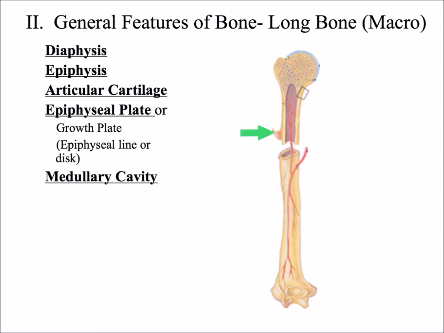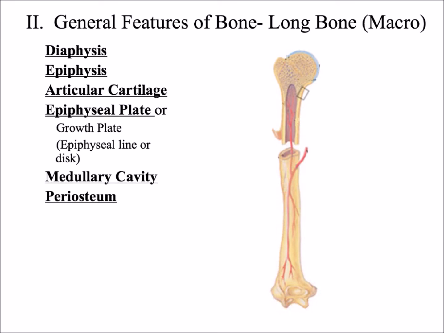Next is the periosteum. Peri, P-E-R-I, means around or to surround. Osti means bone. Periosteum is the connective tissue that surrounds the outer part of the bone, right? Periosteum, connective tissue that surrounds the outer part of the bone.